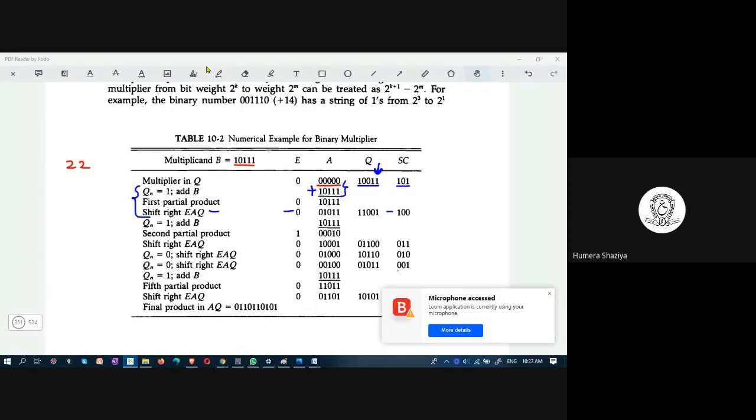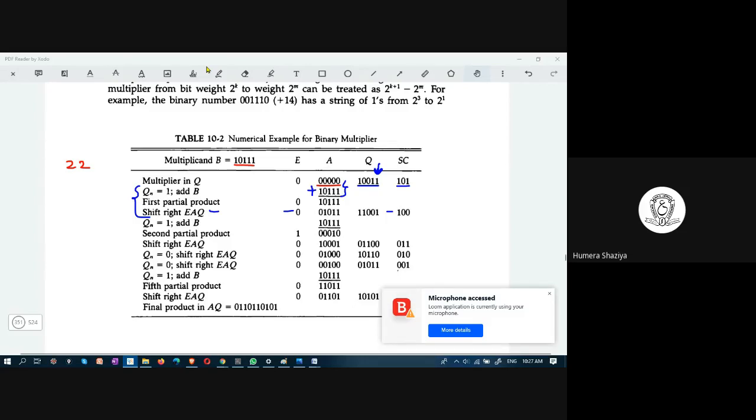Let us, all of you have books, right? Books and pens. We know that the multiplicand is 23. The multiplicand is B. The multiplier is 19. Okay.